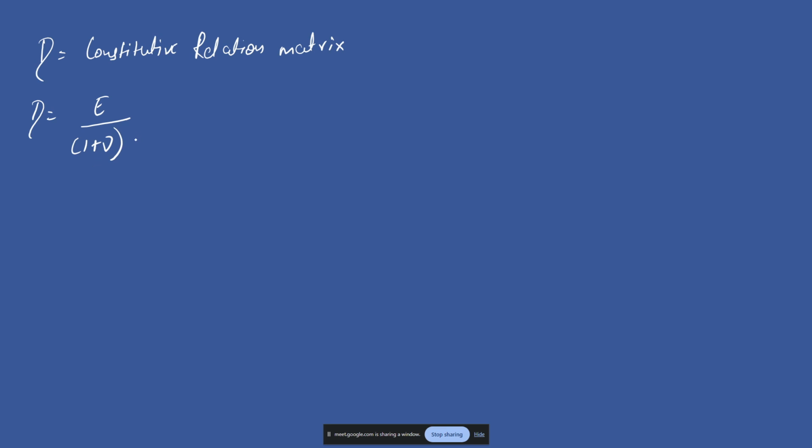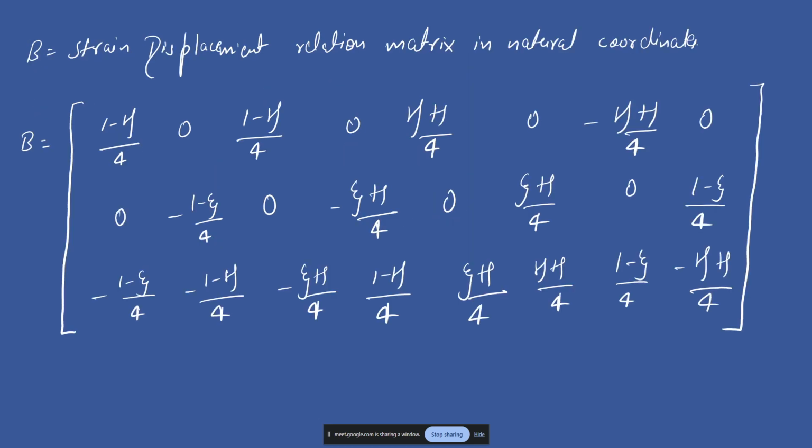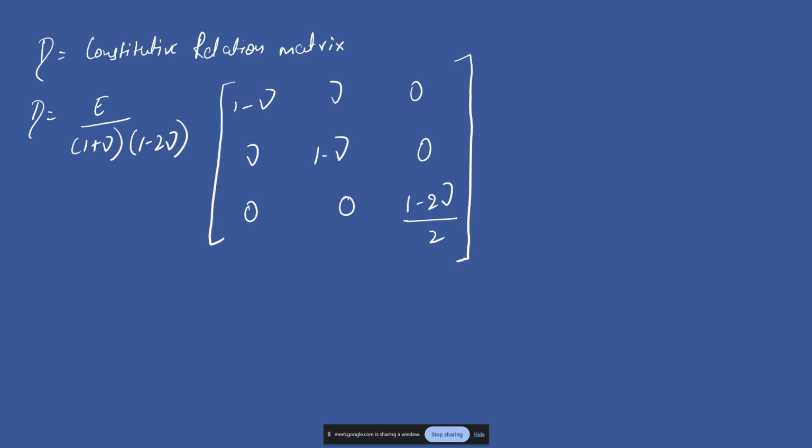E by (1 plus mu)(1 minus 2 mu), so 1 minus mu, 0, mu, 1 minus mu, 0, 0, (1 minus 2 mu) by 2. So this is your particular constitutive relation matrix. So you obtain your strain displacement relation matrix, and you are having your constitutive relation matrix available with you.